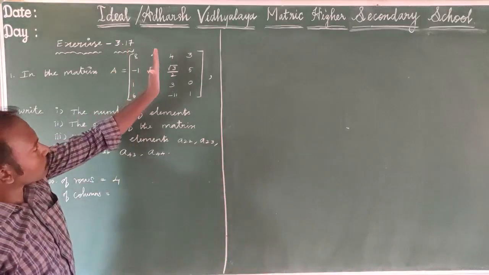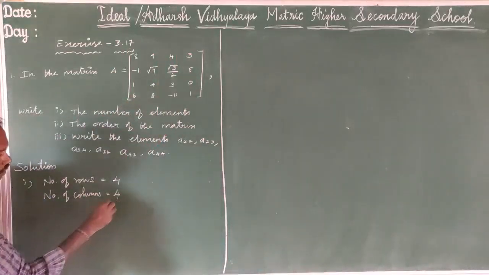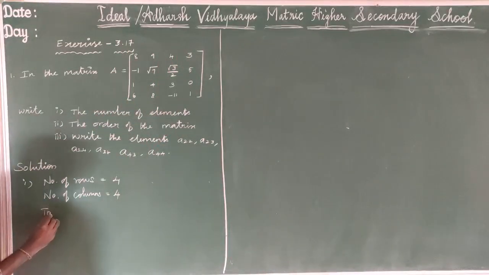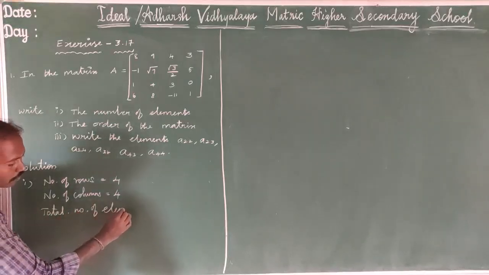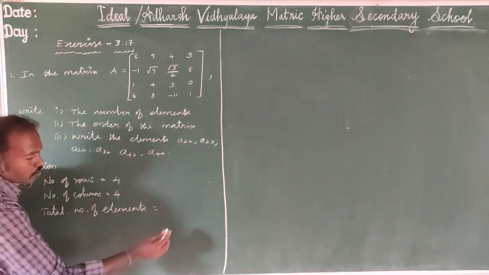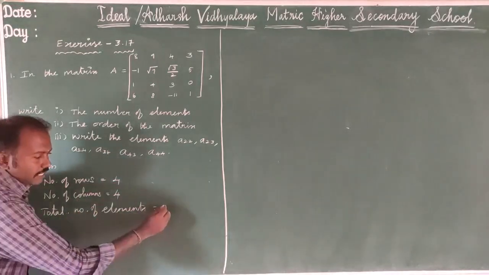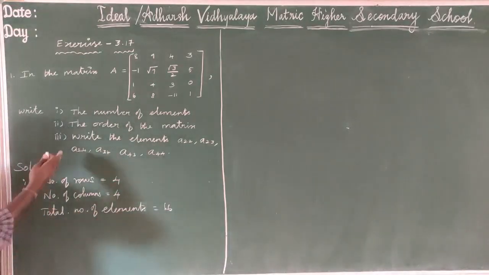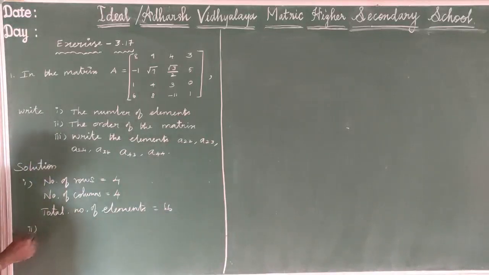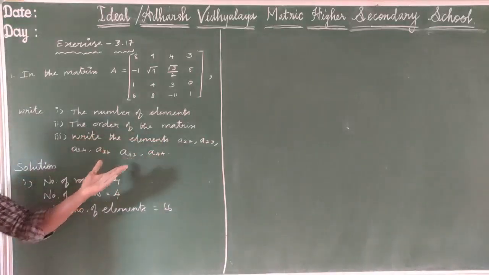Then 1, 2, 3, 4. That also 4. Therefore, total number of elements is equal to 4 into 4, 16. That's all. Second subdivision, the order of the matrix, that is BC.